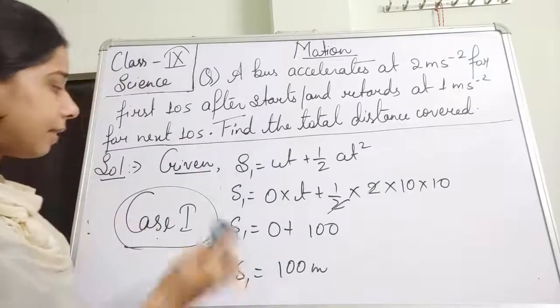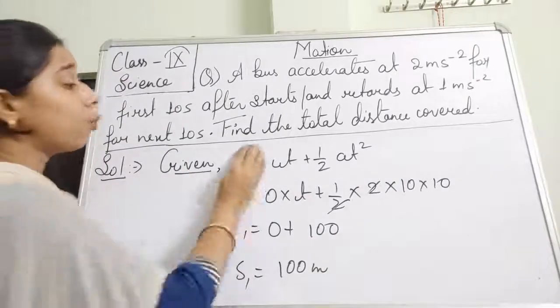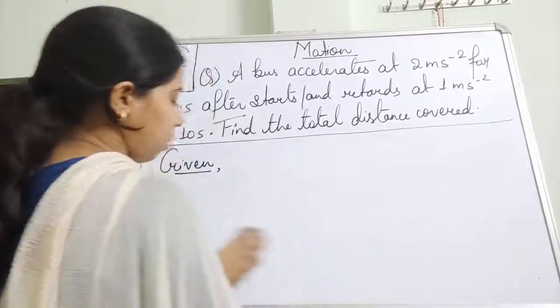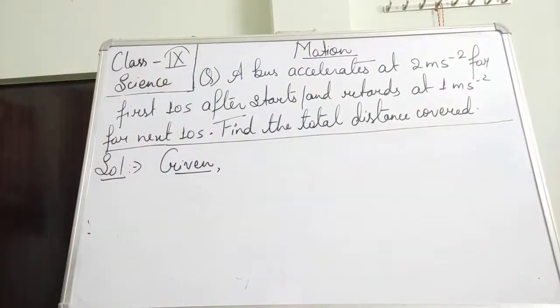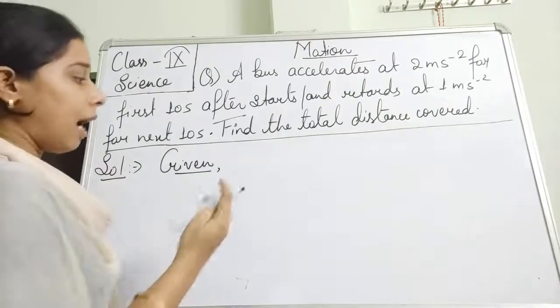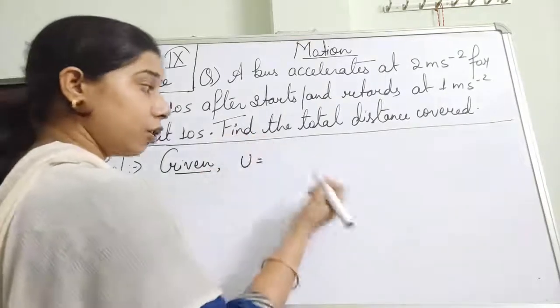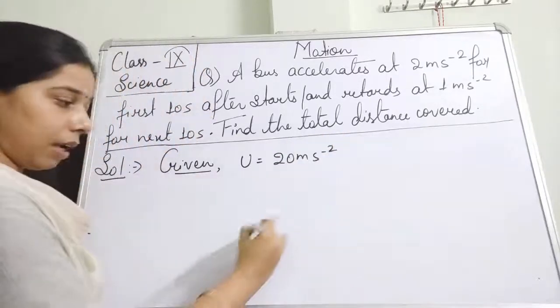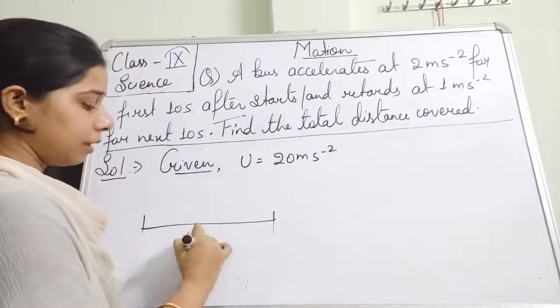Now let us see the second case, what happened in the second case and what are the things given here. So you can see here, in the second one, the first thing, that is u is given, it is 20 meter per second. Okay, I told you that up to here 10 seconds was there.